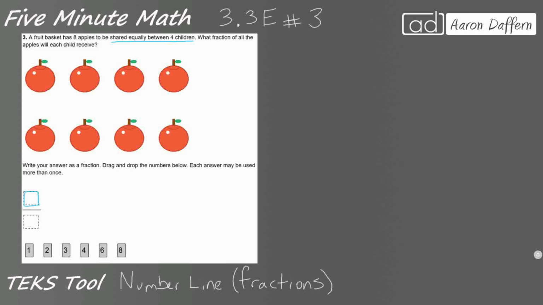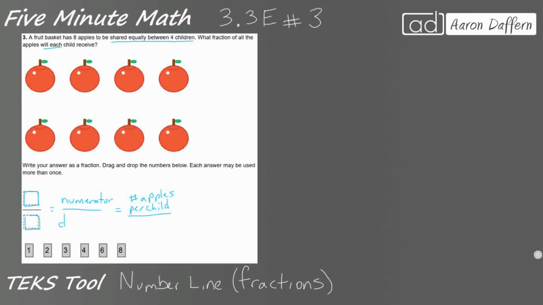All right, so let's talk about those two different spots because they're going to need a different number. So the top spot is called our numerator. And what that's going to be is the number of apples, but notice what's asking each child. Number of apples per child. So how many apples does each child receive?